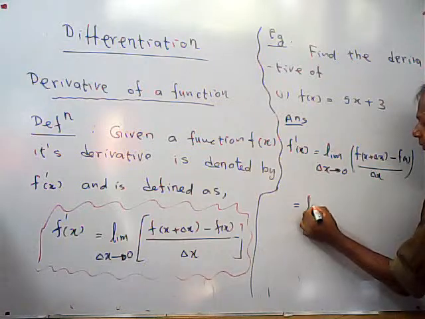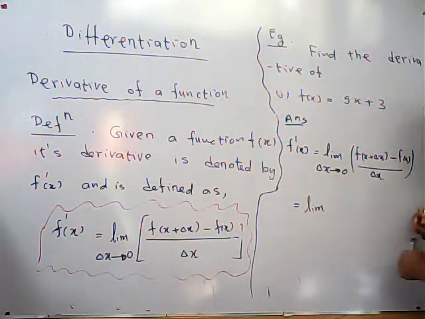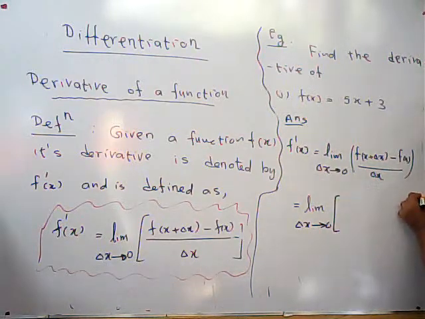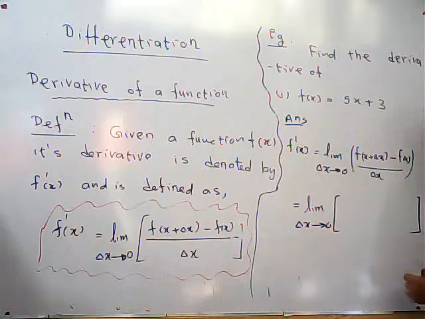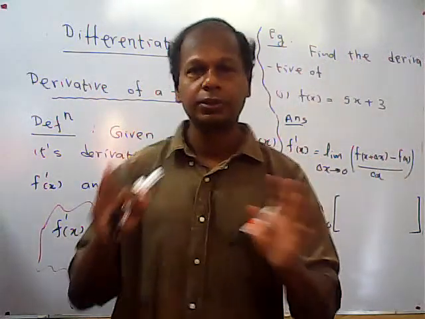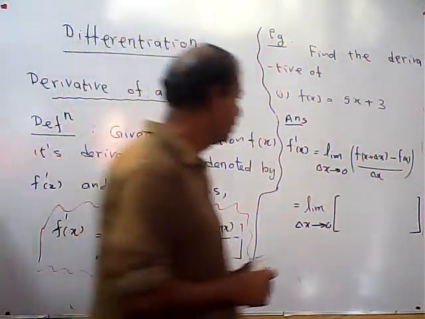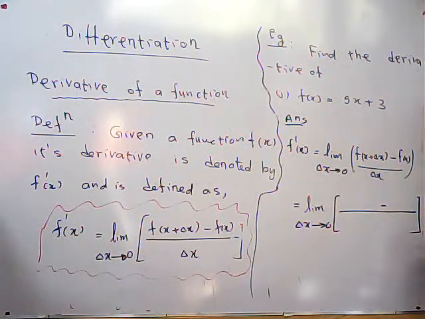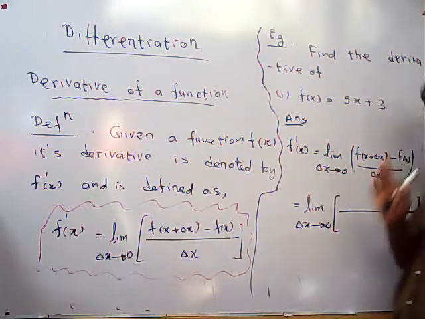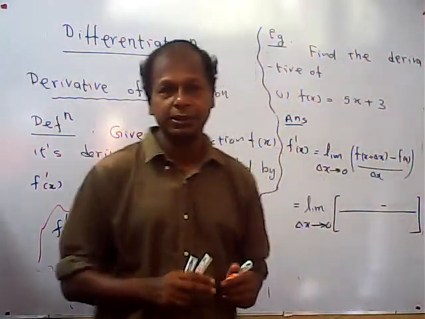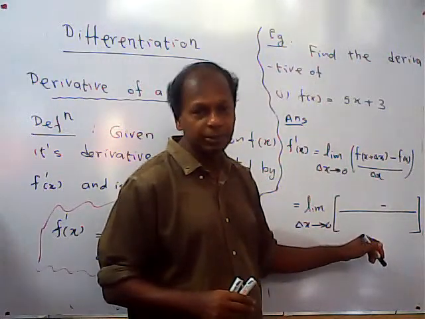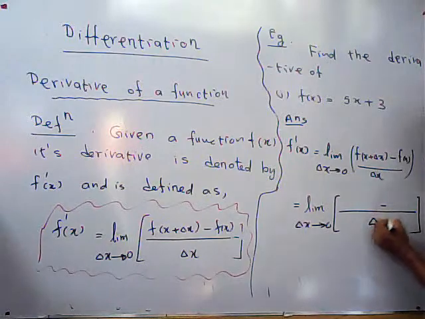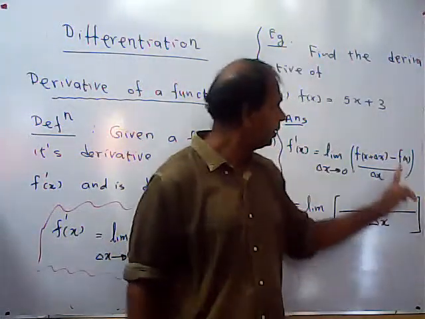Equals the limit as delta x goes to 0. We first substitute the easy things. First, I substitute for delta x. So delta x will stay as delta x, no change. Delta x in the denominator will be the same delta x, right? Then here you have f(x).